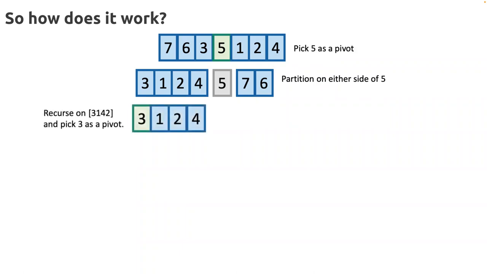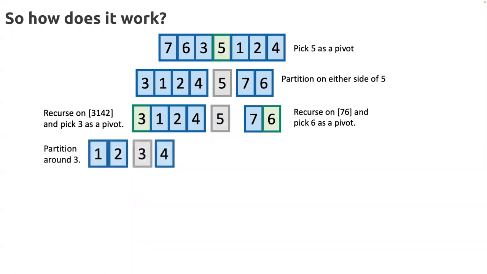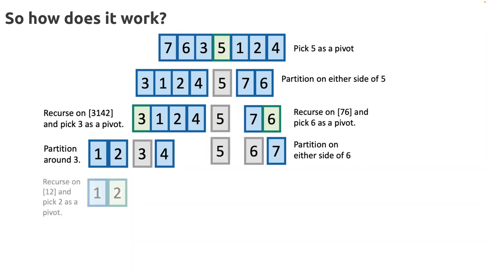Then we call ourselves on the left side. Let's say we pick three as the pivot, just randomly. And then we recurse on the right side. In this case, let's say we pick six as the pivot. We bring five down with us, and then we partition the right side. So we basically repeat the same thing. We get one, two, three, four, and we partition the left side just now. We bring five down with us. Then we recurse on this left side.